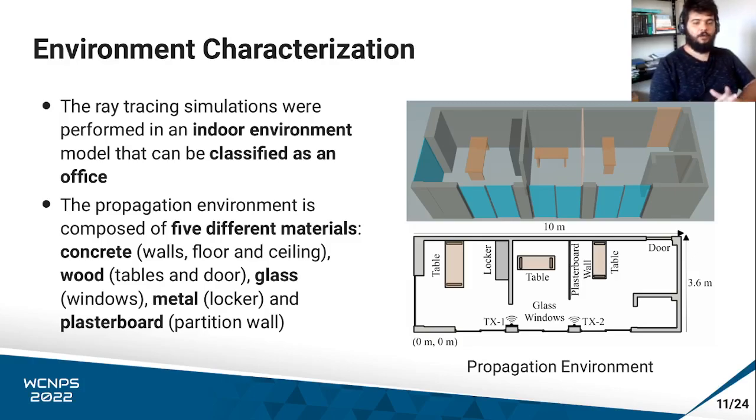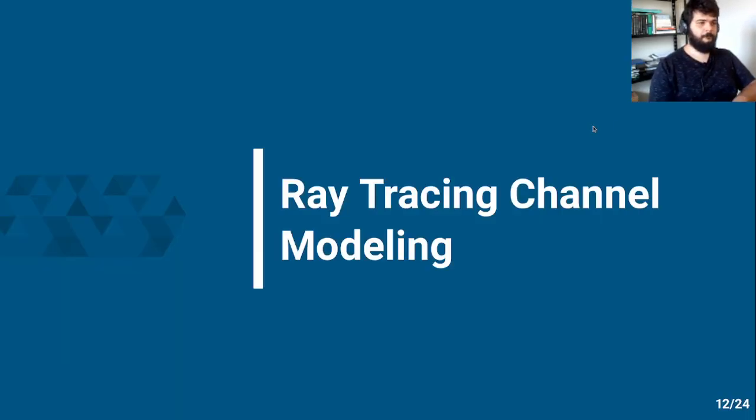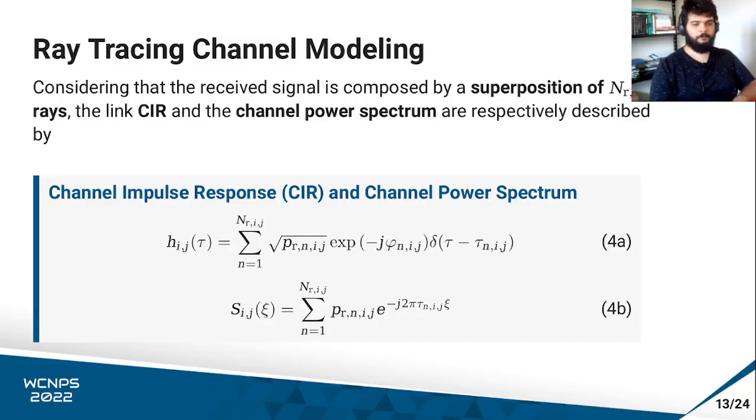To apply the ray tracing method, it is necessary to describe the propagation environment. The simulations were performed in an indoor environment that can be classified as an office. This environment is composed of 5 different materials: concrete, wood, glass, metal, and plasterboard.